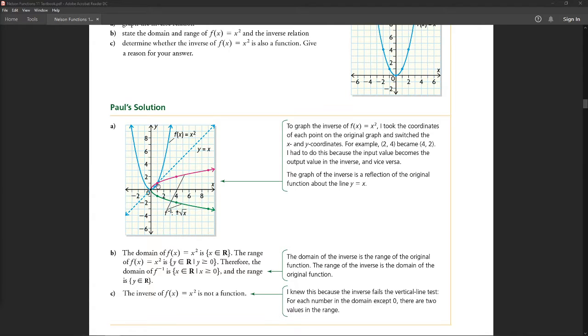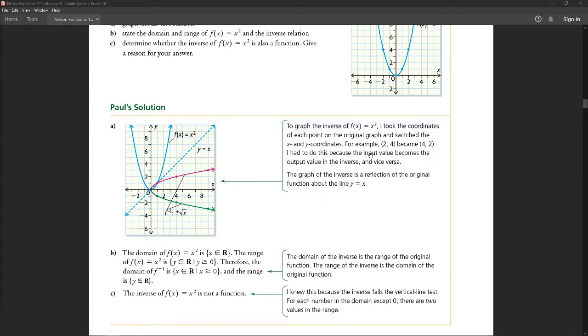So over here, he had 2, 4. Therefore, the inverse will be 4, 2. I had to do this because the input value becomes the output value for the inverse and vice versa.